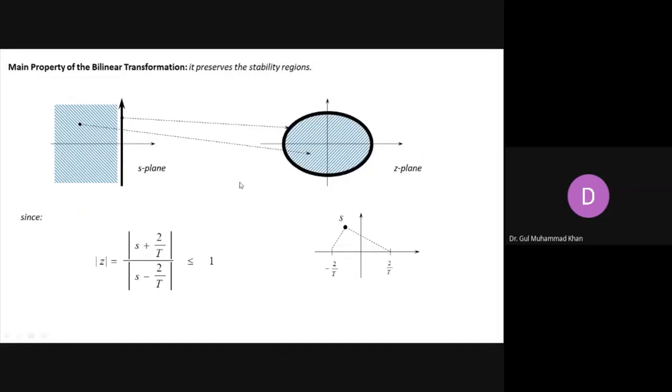And what is the advantage of this? This provides the whole region, because after rearrangement, it comes out that this expression has to be less than 1, which means that the whole left plane is actually equivalent to the region inside the unit circle. And this is why bilinear transformation is mostly used.